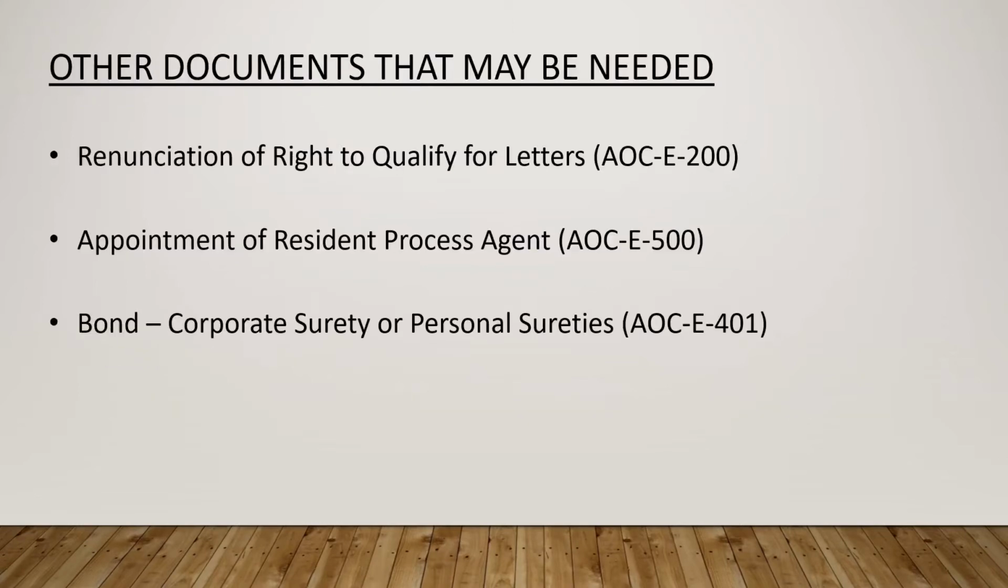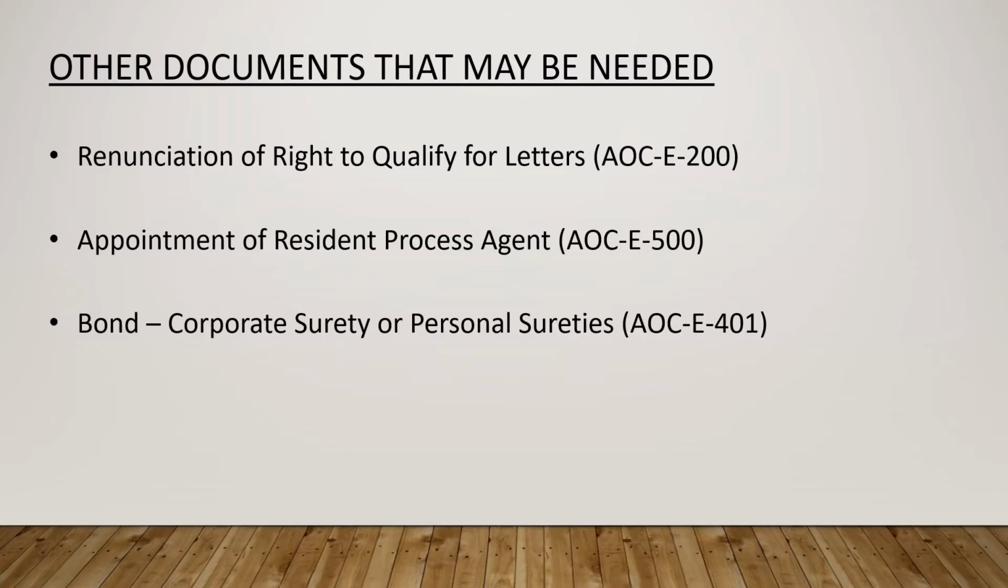In addition to the forms mentioned, the applicant may also be required to submit one or more of the following forms. Renunciation of right to qualify. This form is used when an executor named in the decedent's will wants to renounce his or her right to serve in this role. It may also be used when a person has a higher priority of appointment as administrator CTA and wants to renounce in favor of a person with a lower priority. The signature of the person who is renouncing must be witnessed by an adult who is not a family member.